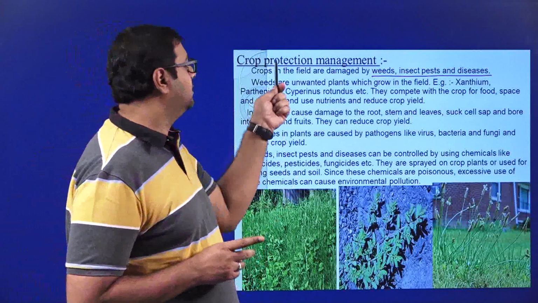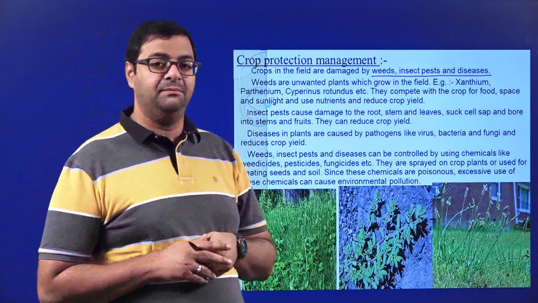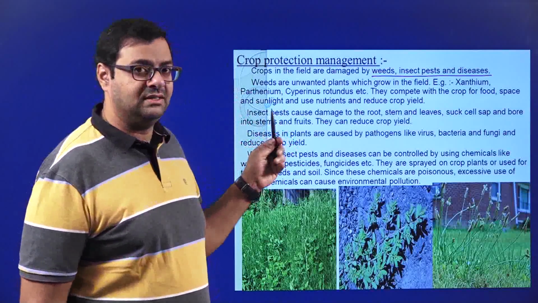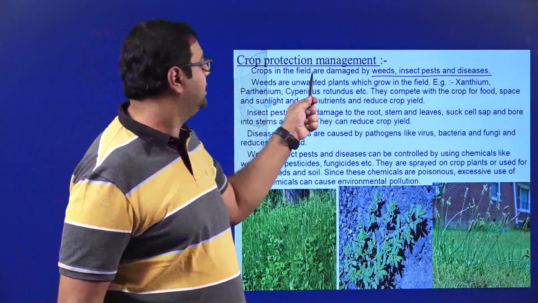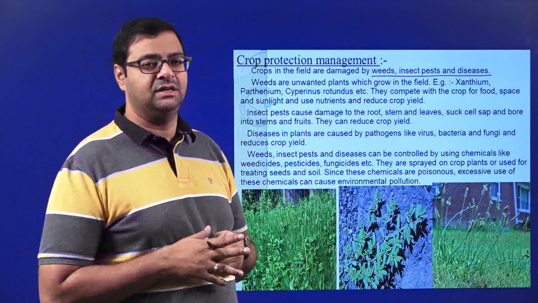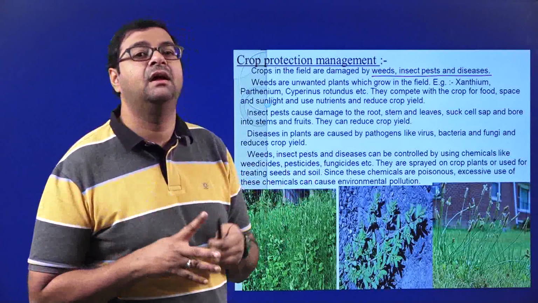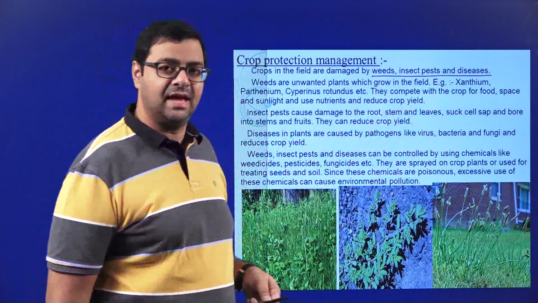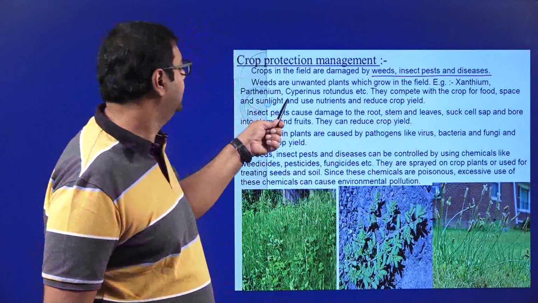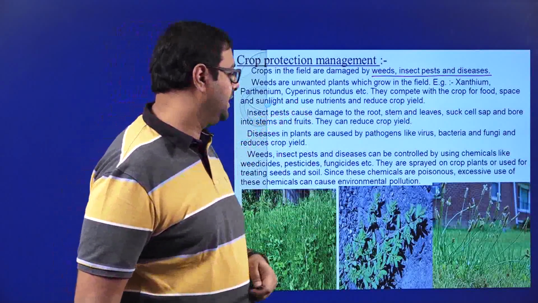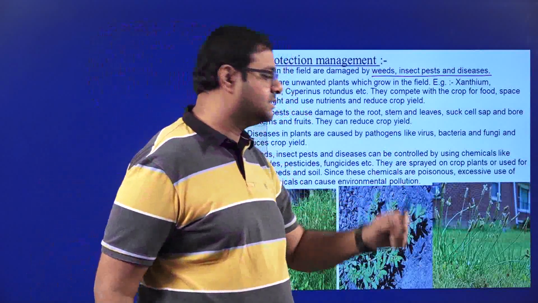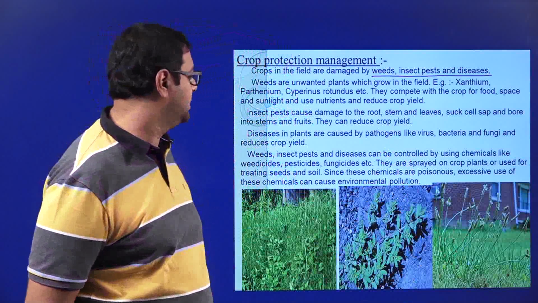So the crop protection management technique is also very important. Now we will see one by one what these are. Weeds are unwanted plants which grow in the field. They are not required there, but they are growing there. Examples are xanthium, parthenium and Cyperus rotundus. These are the three plants here.